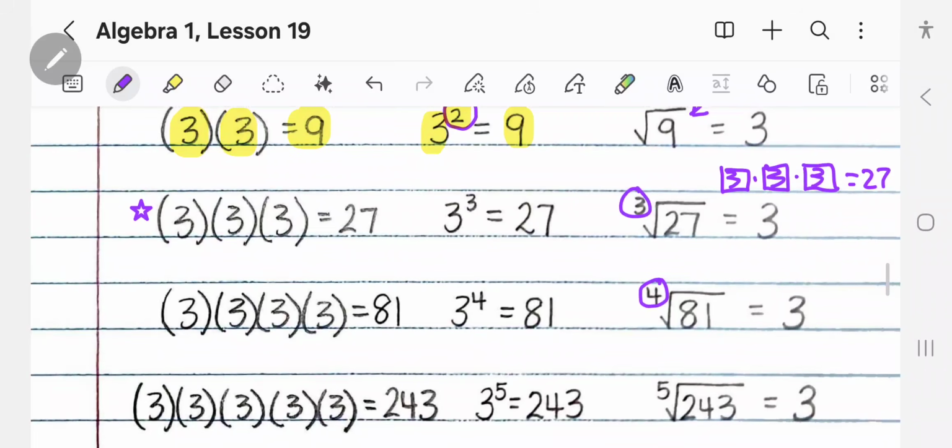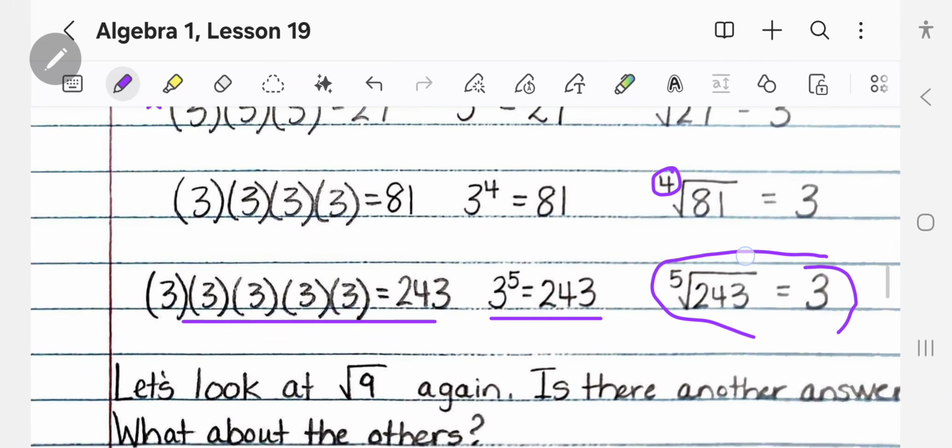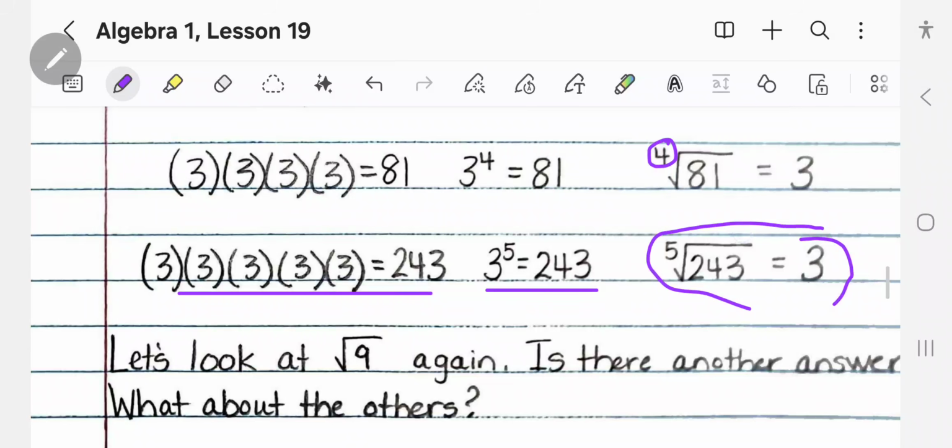One more. 3 times 3 times 3 times 3 times 3 is 243. 3 to the 5th is 243. This means exactly the same as this, and this would be writing it to go backwards. The 5th root of 243 is 3. What number multiplied times itself, a total number of factors of 5 times, would give me 243? It would be 3.